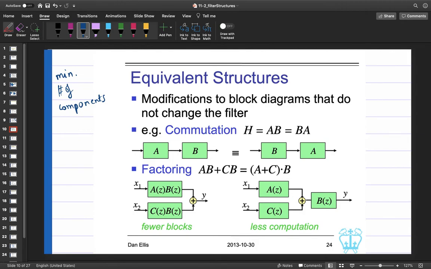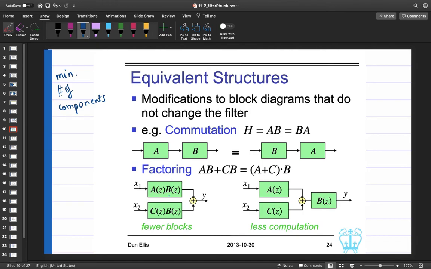So one way of finding equivalent structures is commutation, that AB is equal to BA. So we can flip their positions, or exchange their positions if they are occurring serially. Another way of finding equivalent structures is factoring. Let's say we have AB plus CB, then I can take B common, and it becomes A plus C times B.